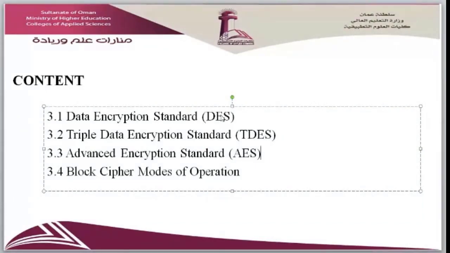Then the next one is the block cipher modes. In lecture number 2, we discussed what a block cipher is. There are 2 different types: stream cipher and block cipher. A stream cipher takes 1 byte at a time and encrypts it. But a block cipher takes a block, that means more than 1 byte.